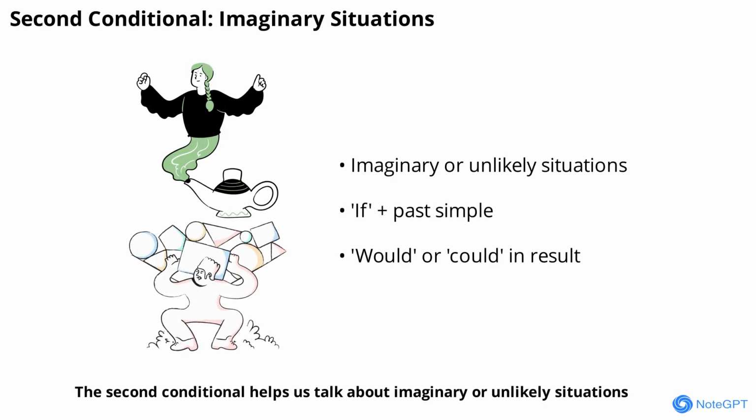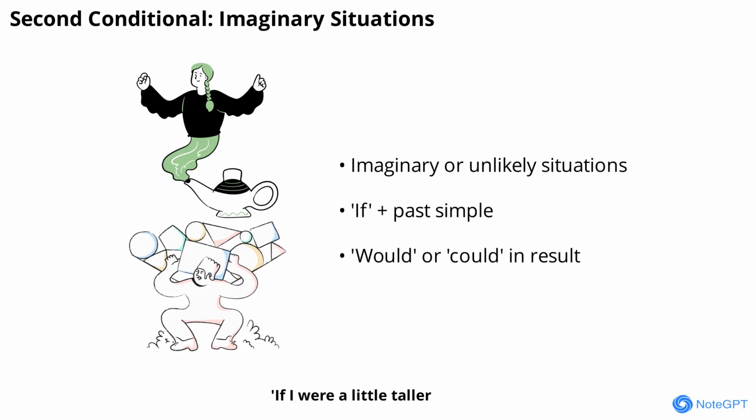Second conditional helps us talk about imaginary or unlikely situations. For example, if I were a little taller, I could be a model. This structure uses "if" plus past simple and "would" or "could" in the result.